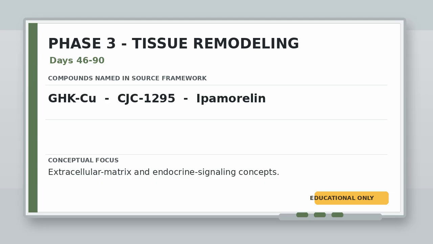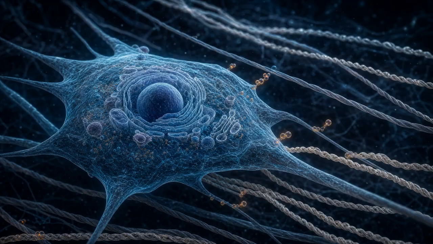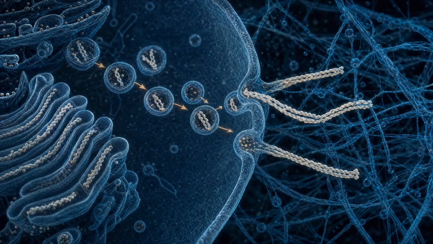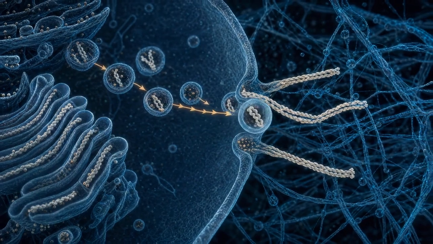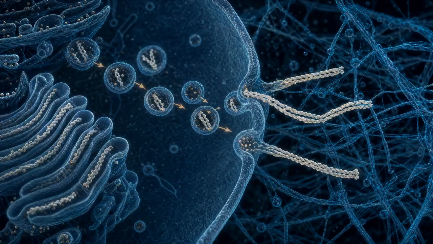Finally, we enter Phase 3, from days 46 to 90. With a clean cellular environment and restored energy, the body is ready for tissue remodeling. This phase targets the extracellular matrix, vascular architecture, and hormone pulsatility.